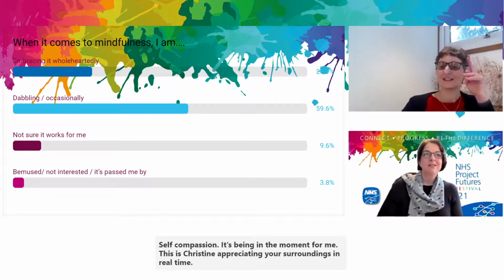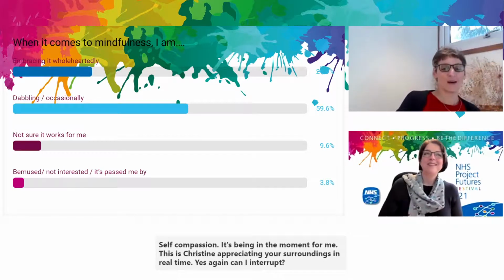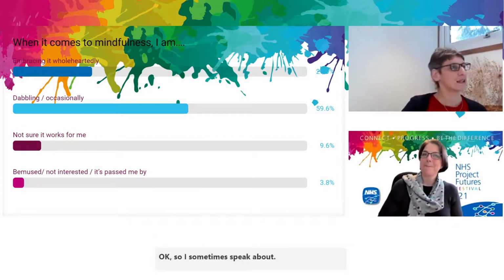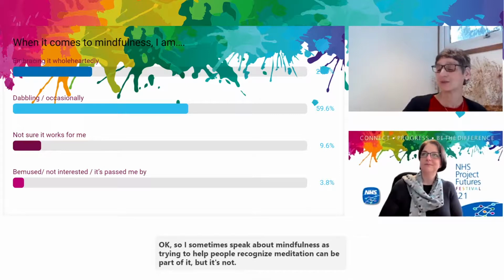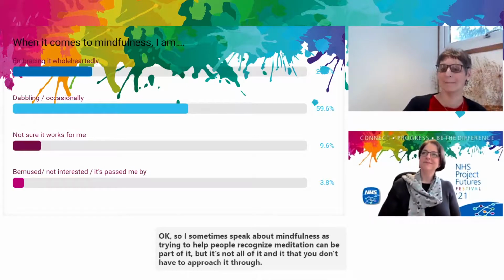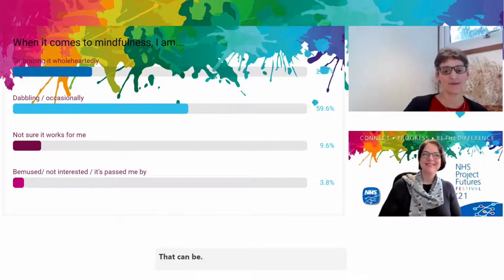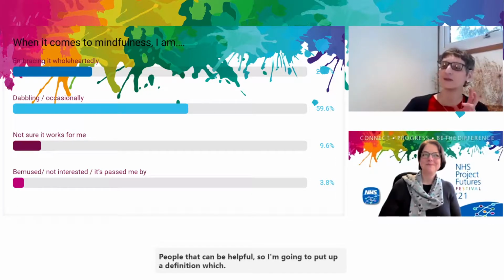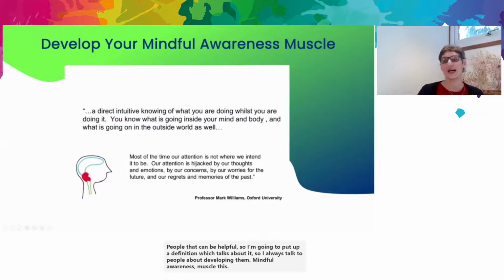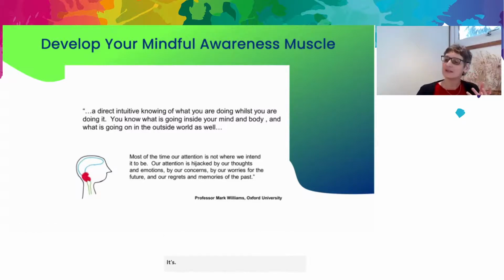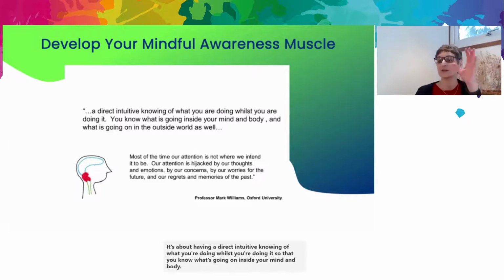Yes, again. Can I interrupt? Go. Okay, so I sometimes speak about mindfulness as trying to help people recognize meditation can be part of it, but it's not all of it. And that you don't have to approach it through meditation, although that can be helpful. So I'm going to put up a definition. I always talk to people about developing their mindful awareness muscle. This comes from Mark Williams at Oxford University. He would say it's about having a direct intuitive knowing of what you're doing whilst you're doing it, so that you know what's going on inside your mind and body and what's going on in the outside world as well. So can you see how that would be about having your thinking brain really online?